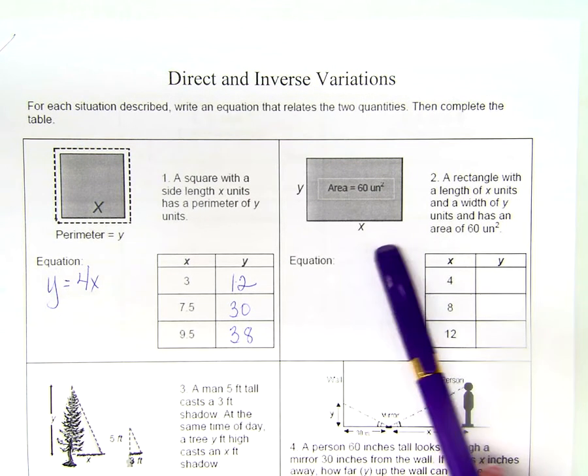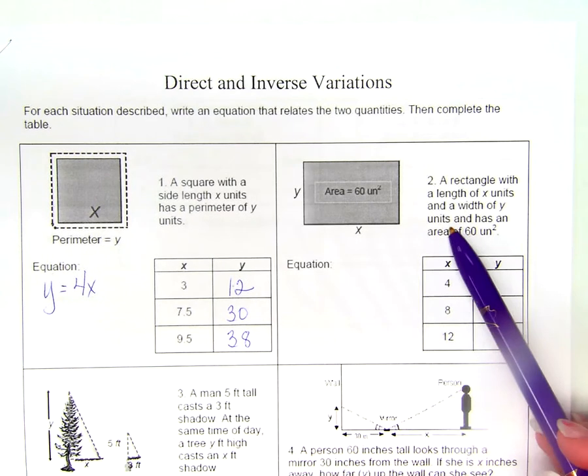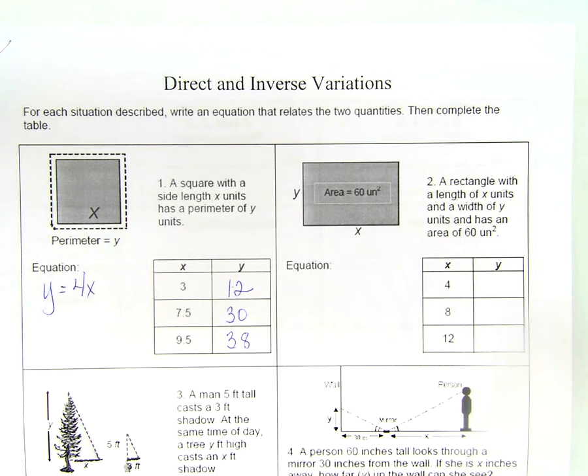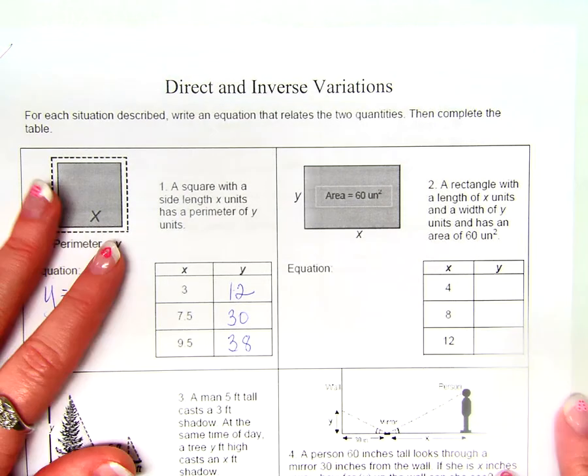Okay, what about this one? How is this one different? Right, we're not talking about perimeter anymore. We're talking about area. Good. Okay, so a rectangle with a length of x units and a width of y units has an area of 60 units squared.